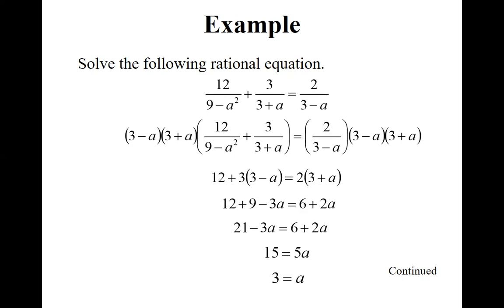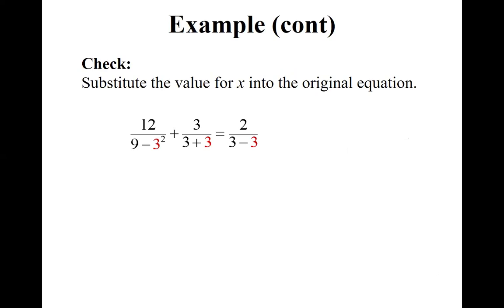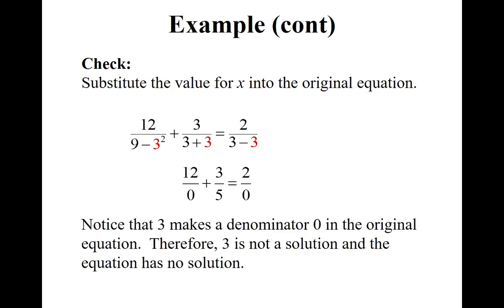Check by plugging 3 in. Maybe you're already prepared for this from examining the original. But when we plug 3 in, we get some division by 0. And since we're not allowed to divide by 0, that means 3 is not in the domain of these rational expressions. Therefore, 3 is not a solution, which means that the answer is that there is no solution.